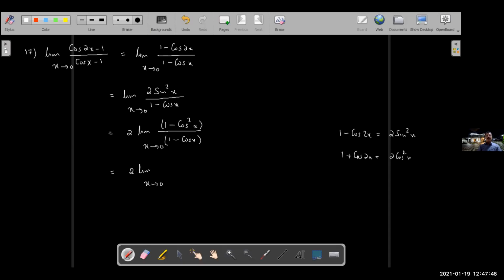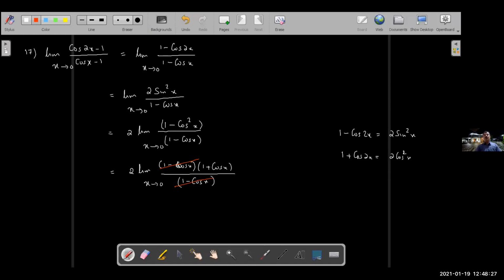limit x tends to 0. This 1 minus cos square x is 1 minus cos x into 1 plus cos x, the whole by 1 minus cos x. Now what happens? Cancel. What is cancelled? 1 minus cos x. Now what is left out? 1 plus cos x.